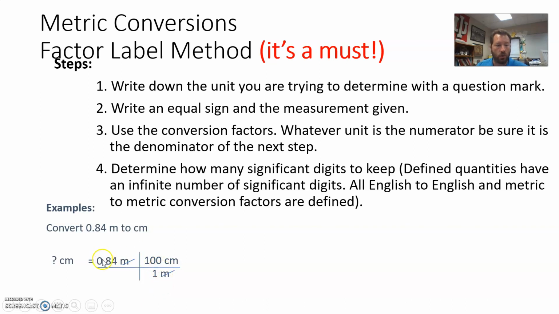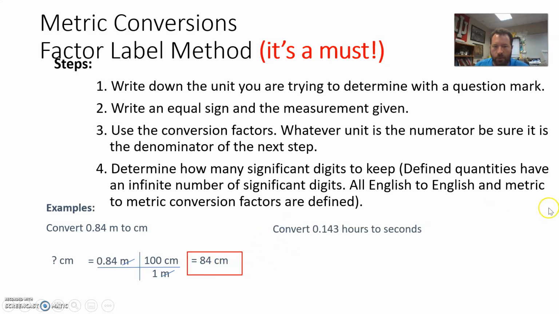So we're going to look back to our original measurement of 0.84 meters. That's 2 significant digits. Remember, zeros on the left never count. So there's our 2, the 8 and the 4. Our final answer should have 2 digits in it. 0.84 times 100 divided by 1, 84 centimeters. Make sure you include the unit there.